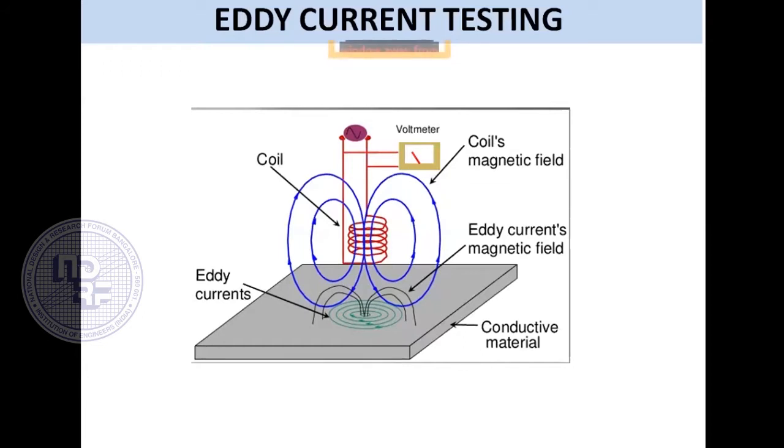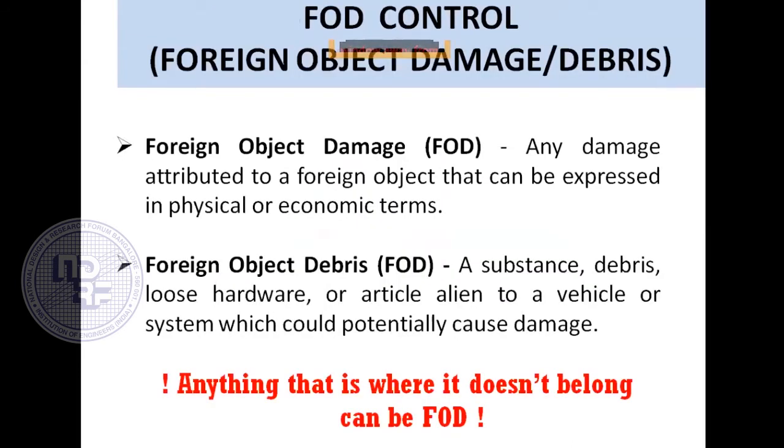So again, eddy currents are used to check surface and subsurface cracks. These are the techniques called non-destructive testing techniques, which are used in the aircraft industry for checking the integrity of the aircraft structure and its parts.